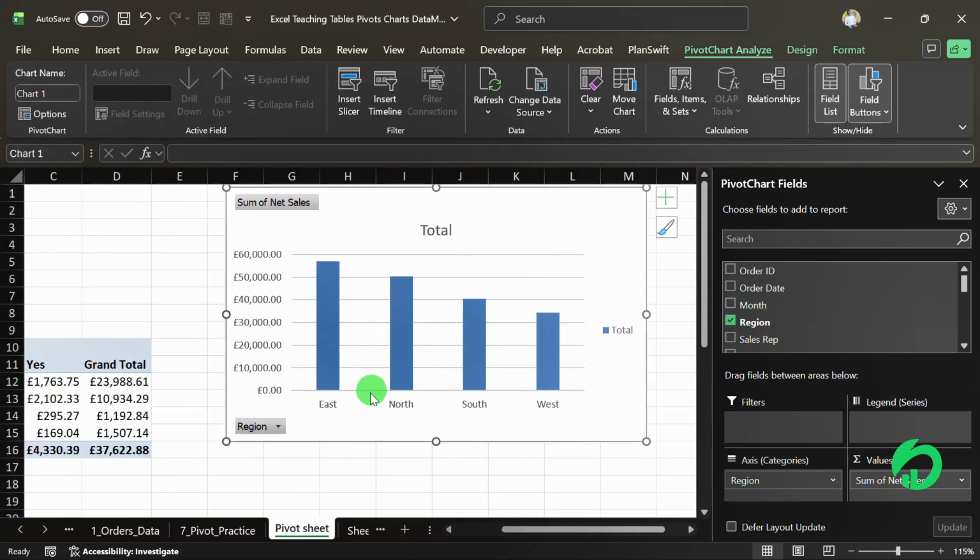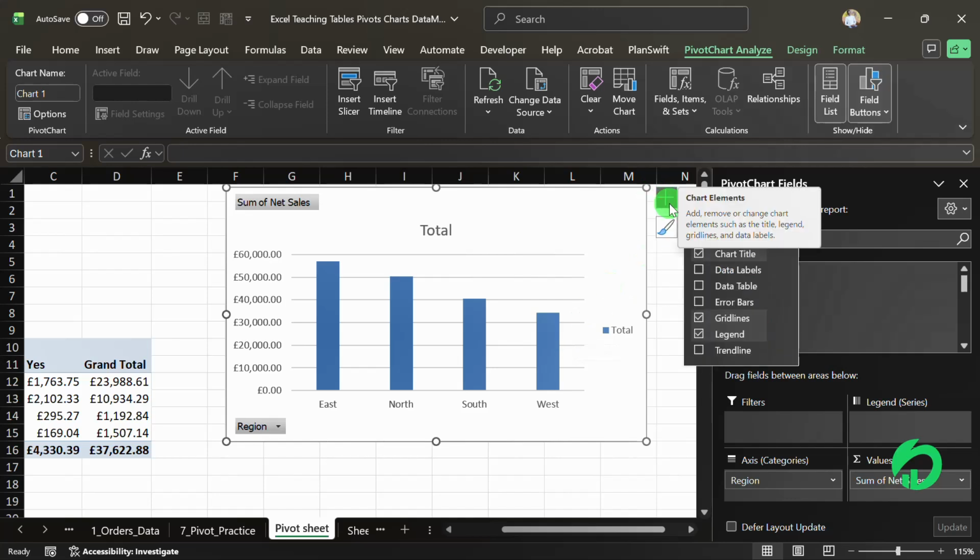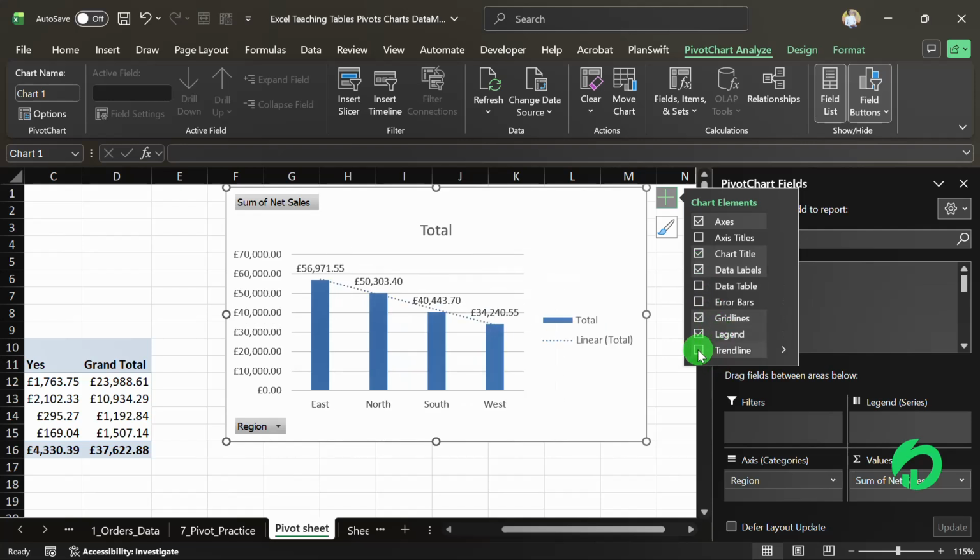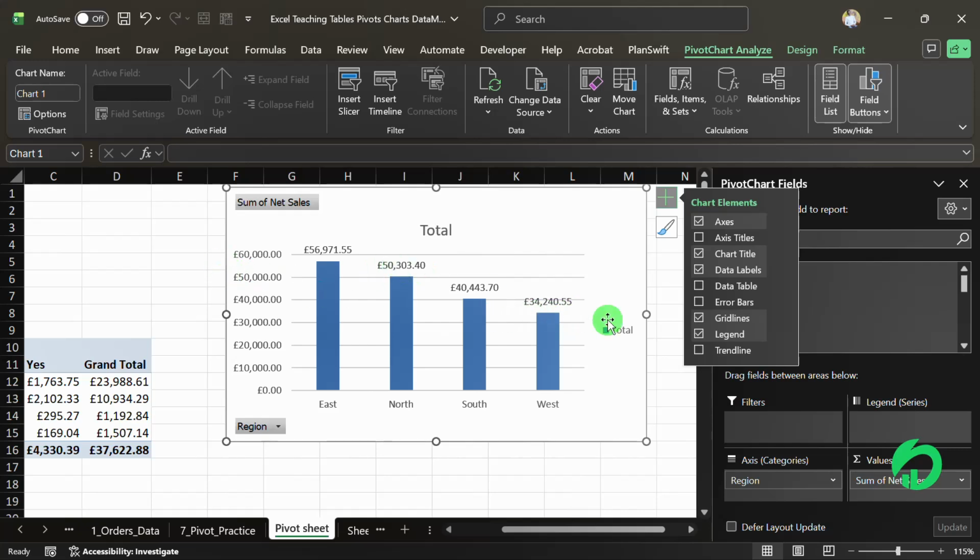With this, I can see that the east is giving us the highest revenue, followed by north, followed by south and then west. So if you want to do further formatting, you can do that on your own by adding other data labels or any other thing that you feel you need. So that is that about your first question.